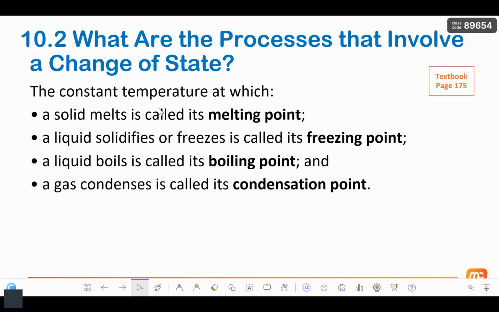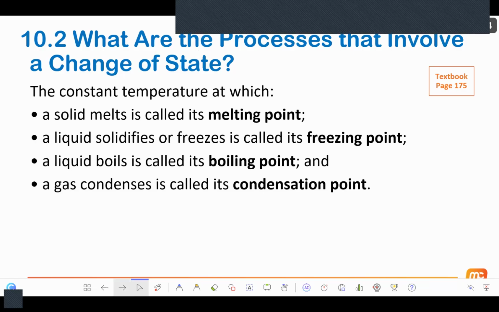The temperature doesn't change. So for example, water has a fixed melting point. So ice has a fixed melting point of 0. Water also has a fixed freezing point of 0. The melting point and freezing point of the same substance is the same. If I melt at 0 degrees, I will also freeze at 0 degrees. Similarly, if I boil at 100 degrees, I will also condense at 100 degrees. It's just a reverse of the process, but the temperature remains constant during all this change of state.